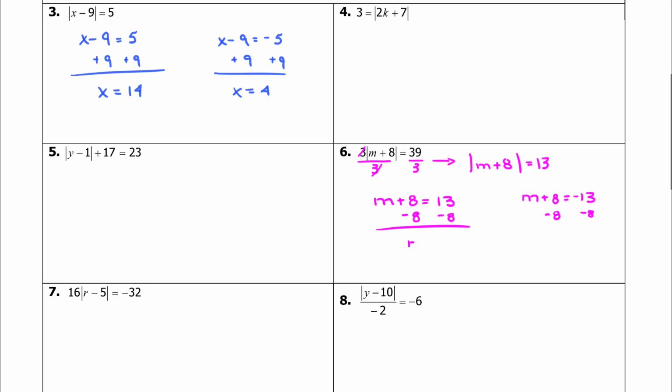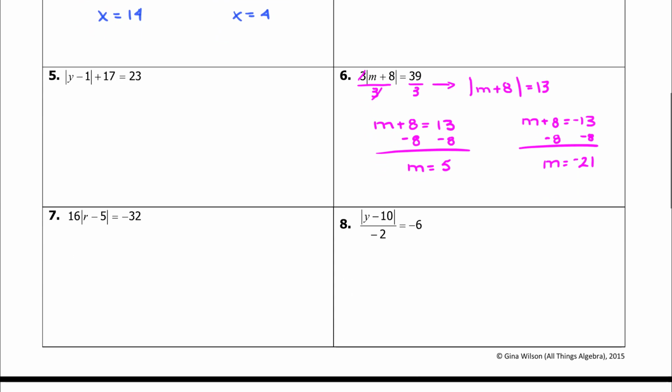And that will give me m equals 5 on the left and m equals -21 on the right. And those are my 2 solutions. Number 8 is similar in the fact that the absolute value is not by itself. We need to get rid of that -2 in the denominator.